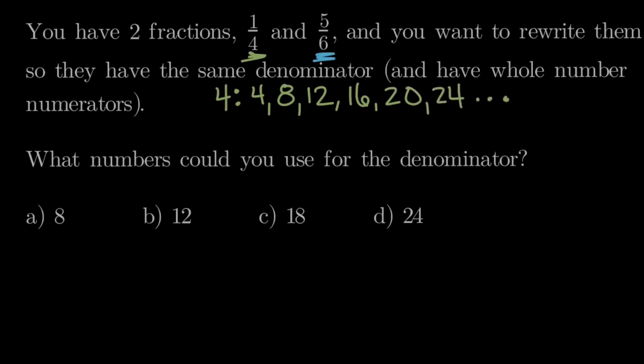The reason I'm stopping at 24 is I've looked at my answer choices, and I can see the largest possible answer is 24, so I don't need to write any larger multiples. There are many, many more multiples of 4, but we don't need to list them all because the largest number we're going to have to consider is 24.